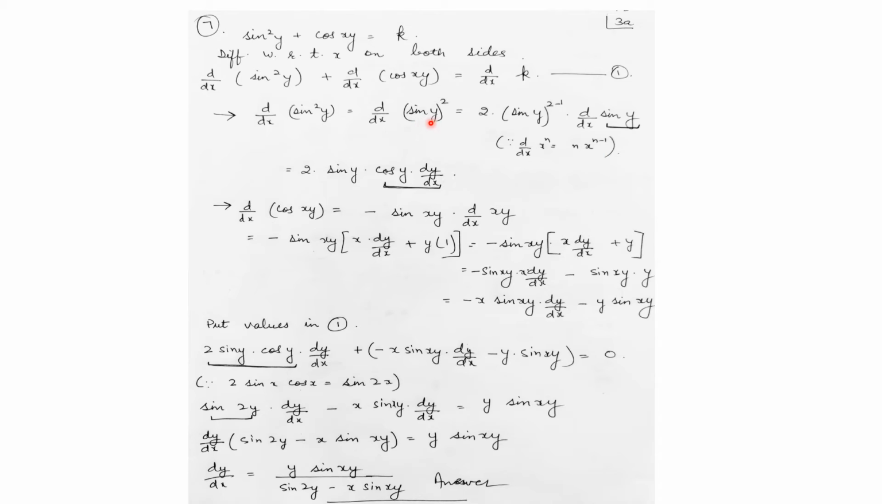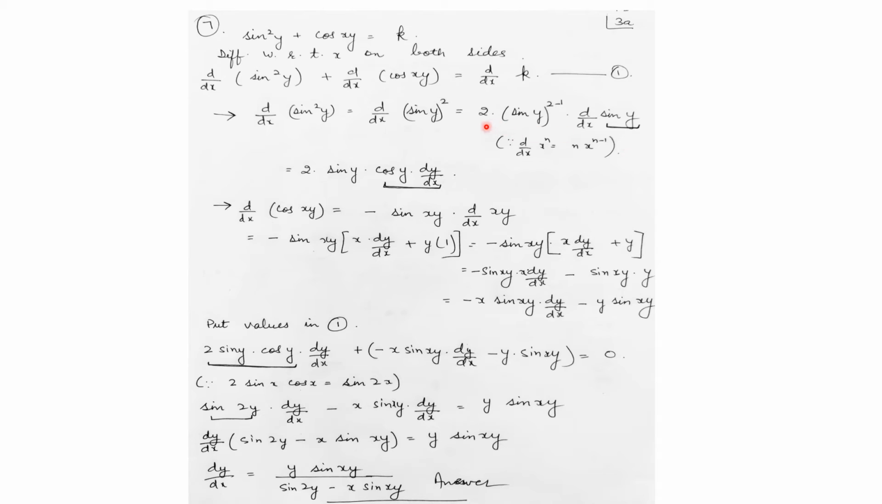So here this sin y will be taken as x. So what will be the answer? It will be 2 into sin y power 2 minus 1 multiplied by d by dx sin y. So please make sure that what is given in the bracket, its derivative will be calculated separately.